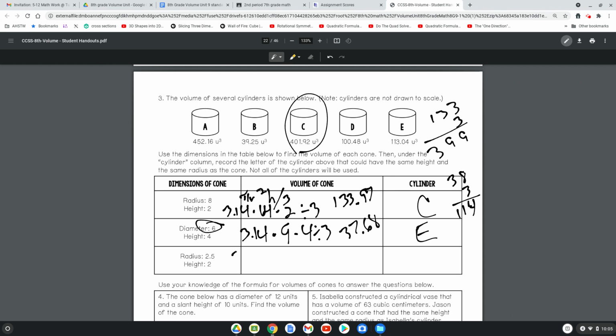Okay, next one, 3.14, and the radius is 2.5. And so we're going to do 2.5 squared, not times by 2. And then times the height divided by 3. When you do all that, you get 13. I'm going to round it to the nearest tenth. There's some decimals, but I'm rounding it. And then when we triple that, we get 39. And so that would be letter B.